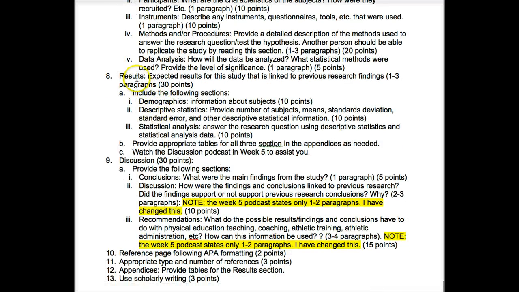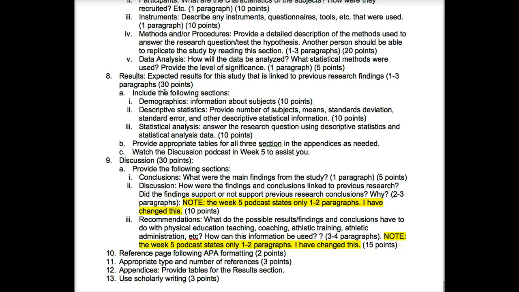Okay, after this, we have the results section. And so you collect the data, and you're pretending to collect data. What do you expect to happen here? And this should be linked to previous research. Again, if you're using previous research, just cite it in your paper. So you have 3 different areas here. You have the demographics, which are typically how many males and females, age, and those types of things. It's not a big, long section.